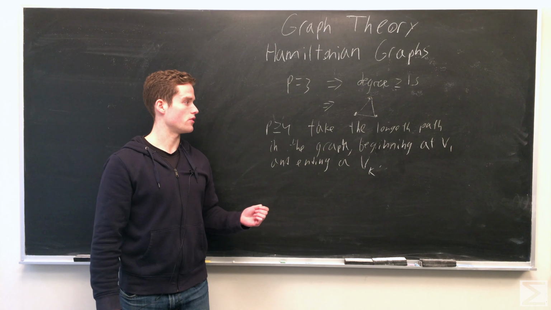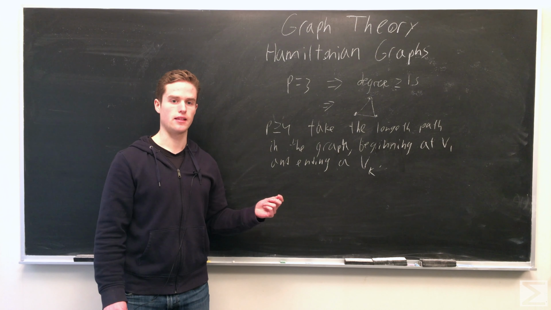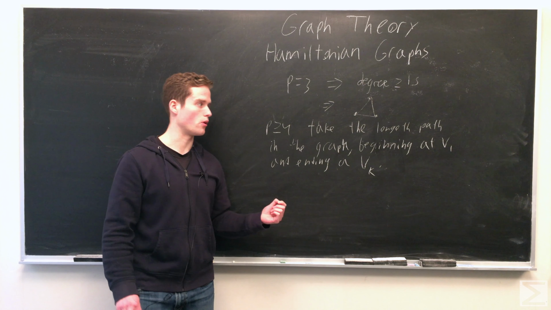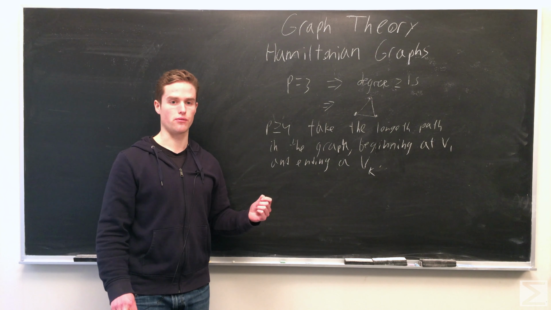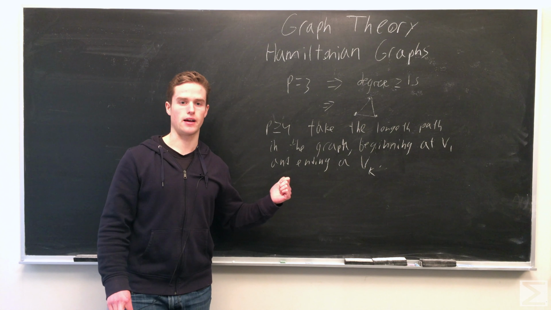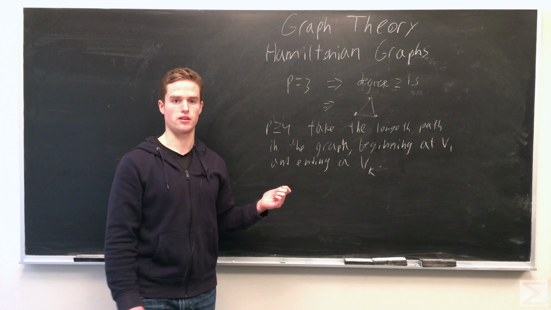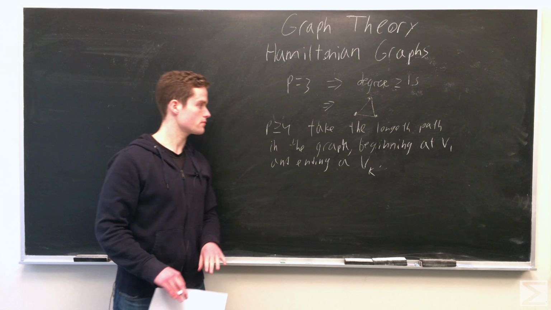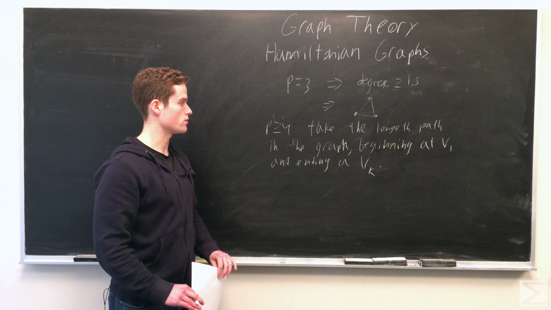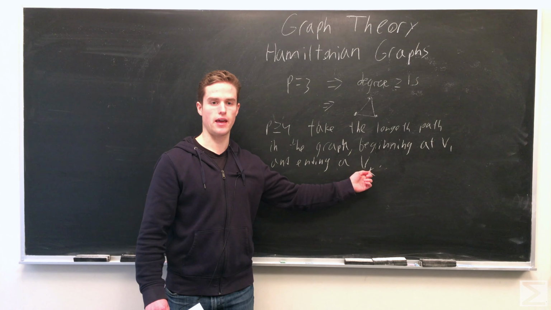The first thing we're going to note is that if V1 has an edge going to a vertex that is not on the path, we can create a larger path. Therefore, there can be no edge going from V1 to a vertex that is not on the path. So the path must have size greater than or equal to P over 2, because V1 has degree at least P over 2.